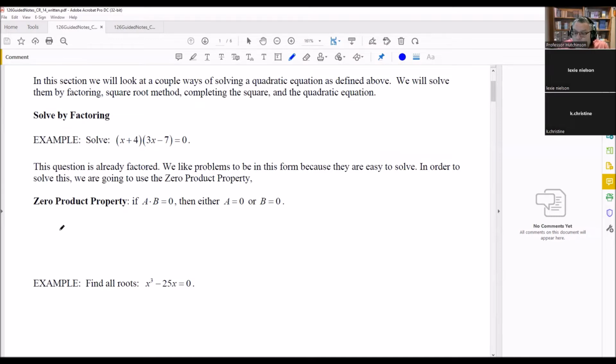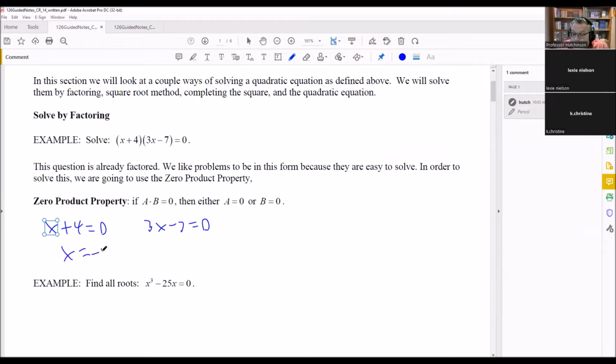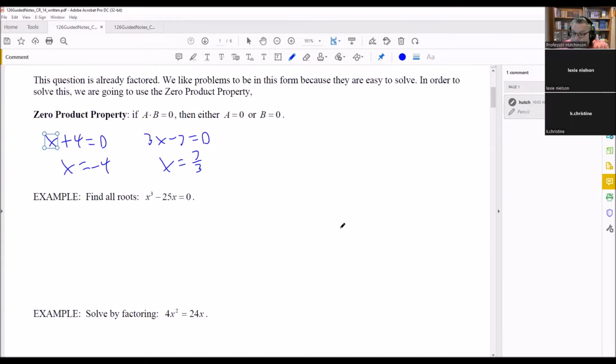So for this problem above here, you would just do x plus 4 equals 0, and you would do 3x minus 7 equals 0. It's already factored. And so future problems will have to do the factoring step first and then separate it like this. But for each of these, we have x is equal to -4 and x is equal to 7/3. And those would be your 2 answers. It's already factored, so we just set them both equal to 0.